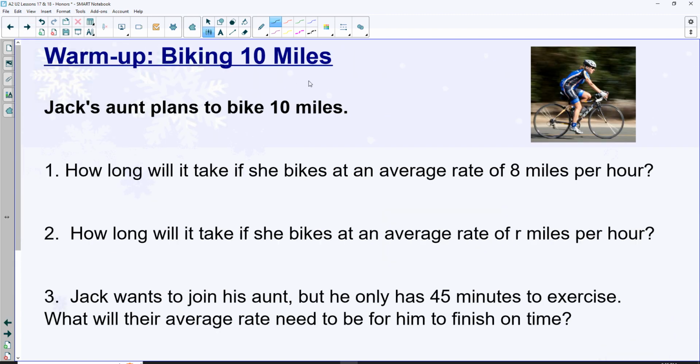So let's start with a little bit of an example. Jackson plans to bike 10 miles. Now why is it Jackson? Why isn't it Jack? Well, don't know. We'll find out. How long will it take if she bikes at an average rate of 8 miles per hour?